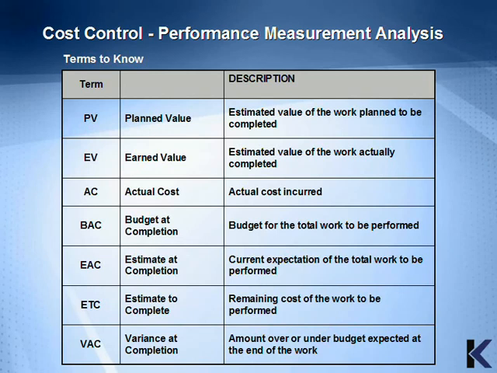Estimate at completion, or EAC, is the current expectation of the total work to be performed. The estimate to complete, ETC, is the remaining cost of the work to be performed, and variance at completion, or VAC, is the amount over or under budget expected at the end of the work.